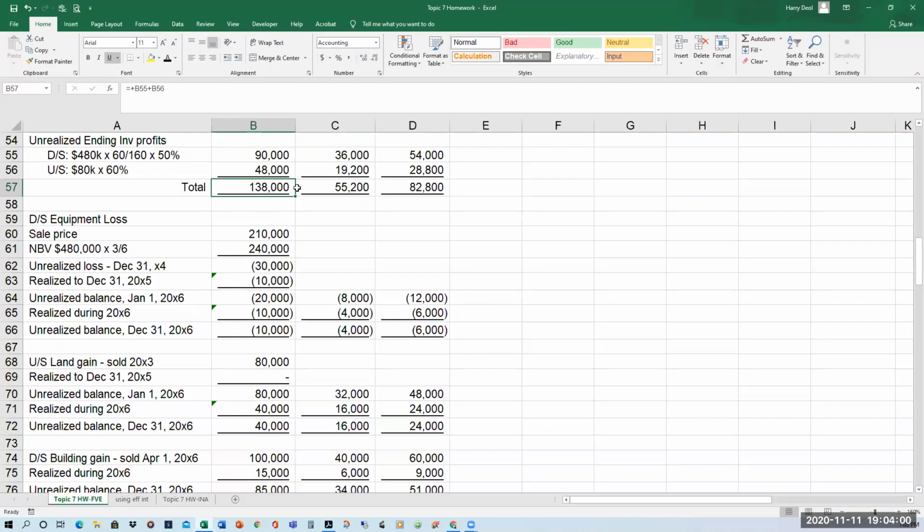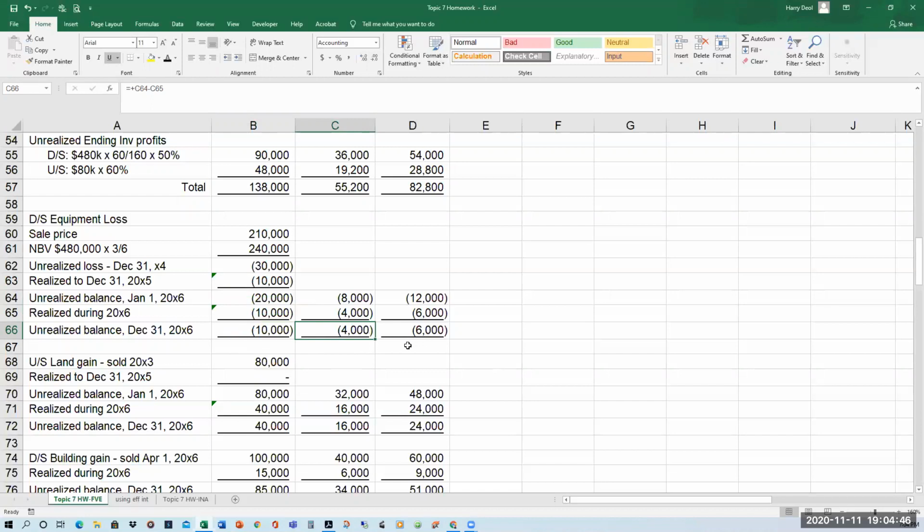And because the tax has already been paid, you will add $55,200 to a deferred tax asset line. Deferred tax asset is a non-current asset. As far as the downstream equipment loss is concerned, there's an unrealized loss balance remaining of $10,000. You will add back the loss, $10,000, to the equipment. And the $4,000 tax amount, negative $4,000, you'll subtract from the deferred tax asset account, because that's basically the amount of tax recovery that will occur in future.